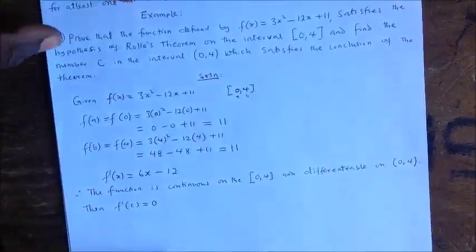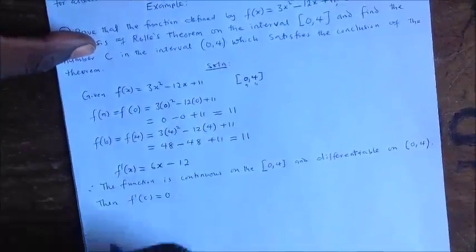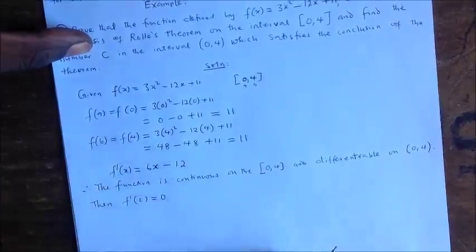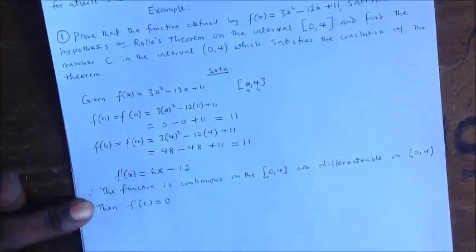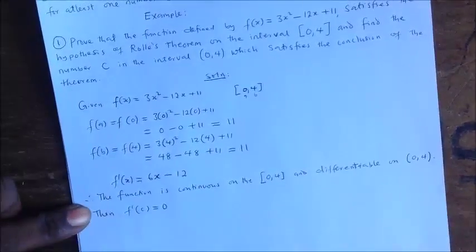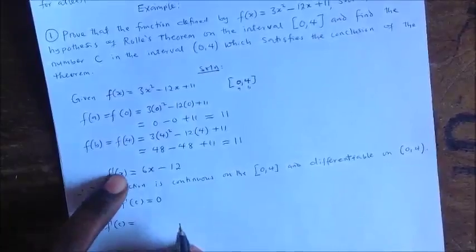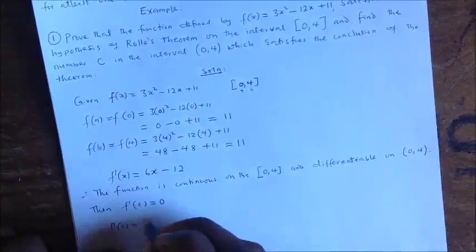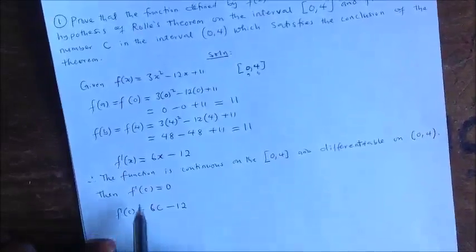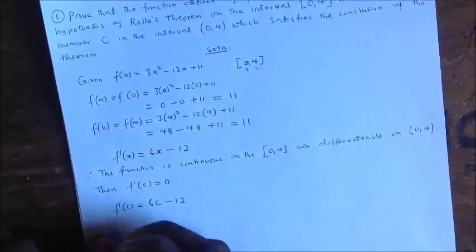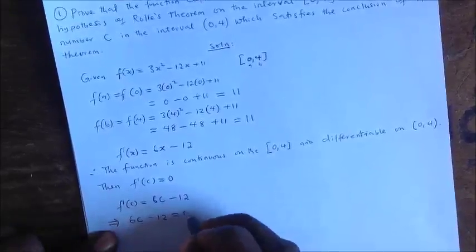So to find that number, we are to use the conclusion of the theorem. Now, this is the conclusion of the theorem: f prime of c is equal to 0. We don't have f prime of c, but if you look at the derivative of the function, we have f prime of x. So since we have f prime of x, we can find f prime of c: anywhere we have x, we replace it with c. So we have 6c minus 12. This is f prime of c. But the conclusion of the theorem is that f prime of c is equal to 0. Therefore, 6c minus 12 is equal to 0.